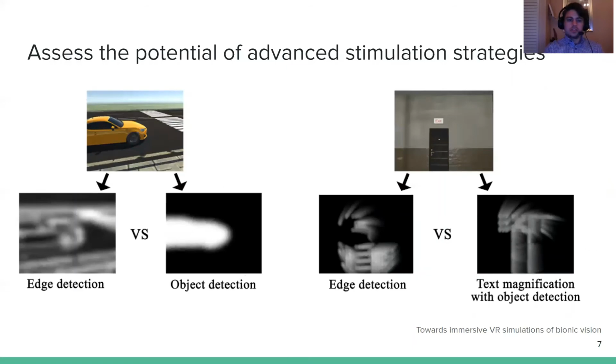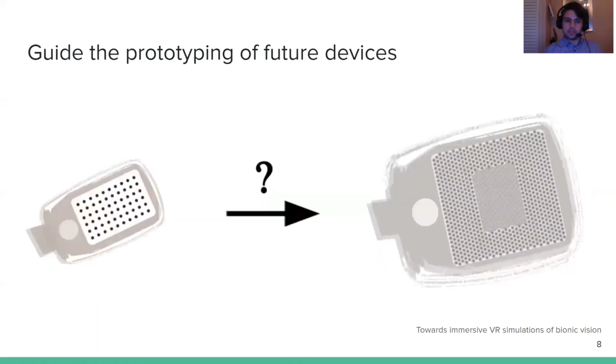And we also want to assess more advanced computer vision techniques and see if that's helpful with what we believe the patients are perceiving. So one example would be at a crosswalk, you might want to know where their cars are, or if you're trying to find an exit in an emergency, it might be useful to have text magnification along with a door finding algorithm.